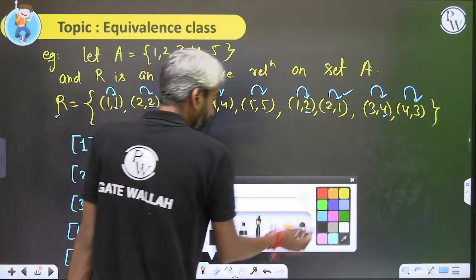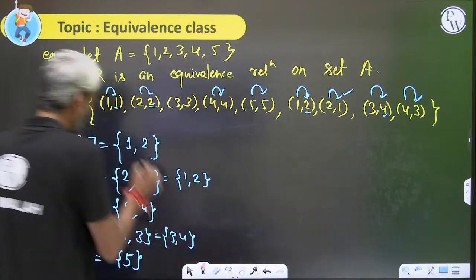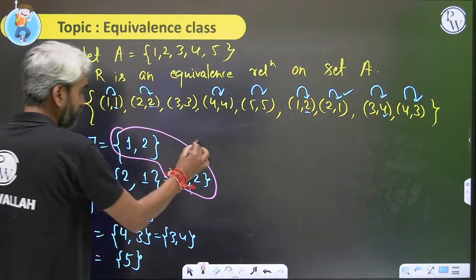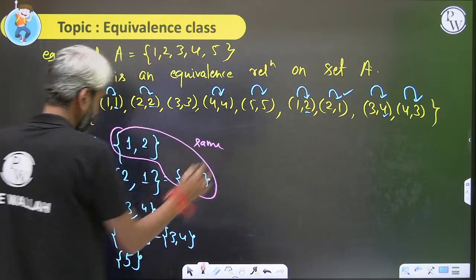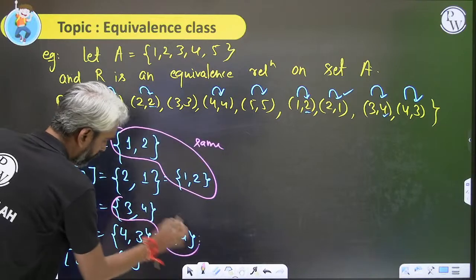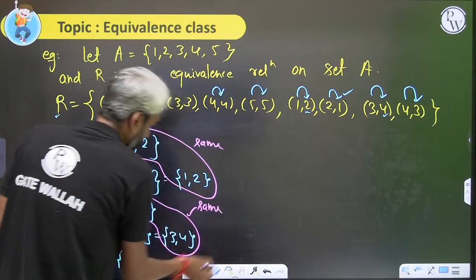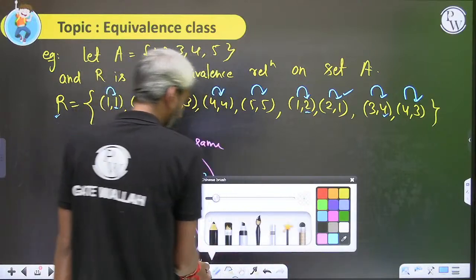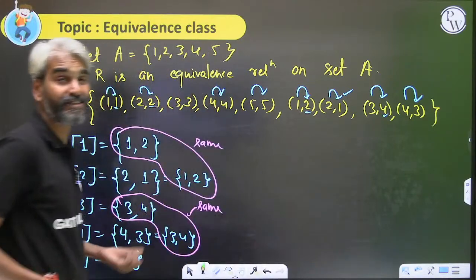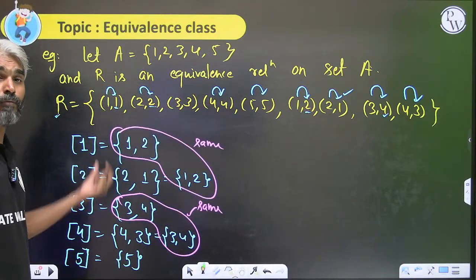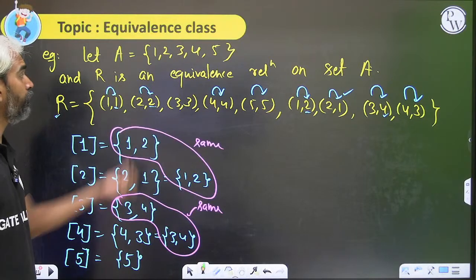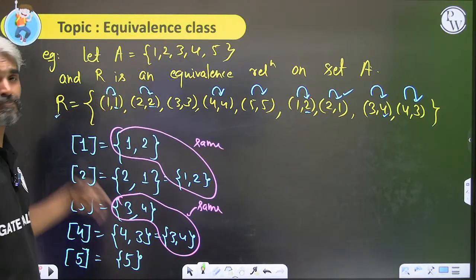Okay, now there are some important things to understand: that (1, 2) and (1, 2) are the same. So these two are the same. Also (3, 4) and (3, 4) are the same. Now, if somebody asks me how many distinct equivalence classes there are for the elements of set A with respect to relation R?